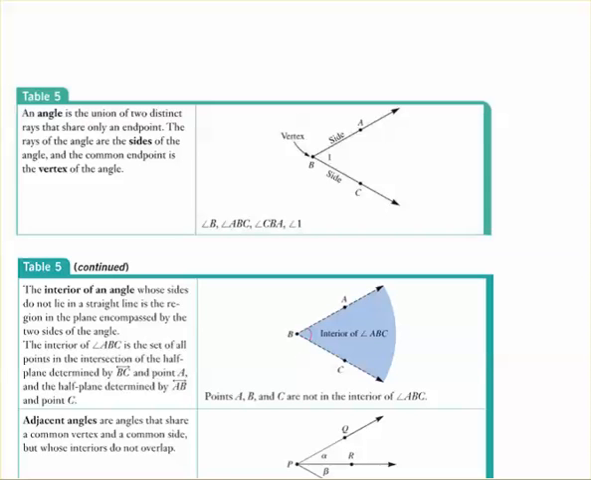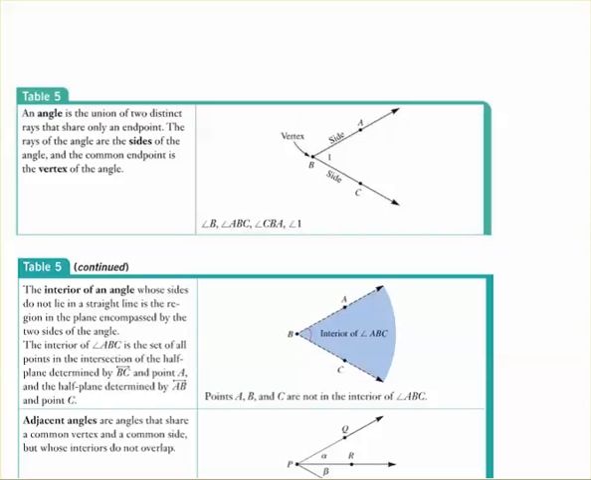Okay, in this section, we're going to be talking about angles. And angles have several vocabulary words that you have to be familiar with also. An angle, technically, is the union of two distinct rays that share only an endpoint. The rays of the angle are the sides of the angle, and the common endpoint is called the vertex of the angle. So here we have our picture.